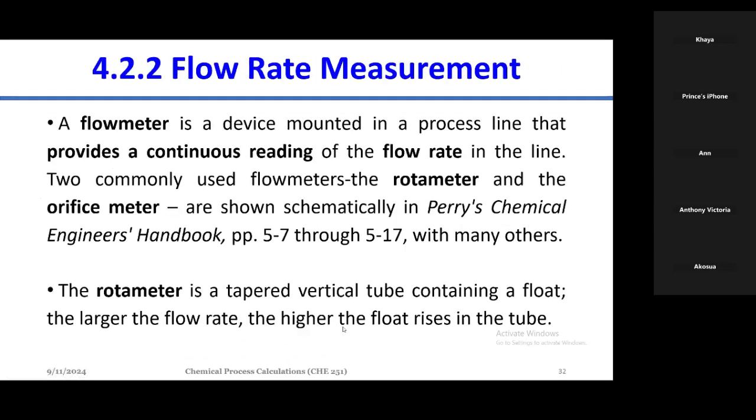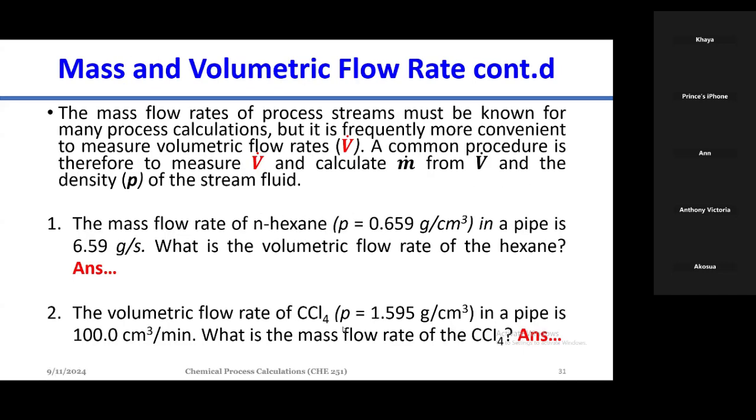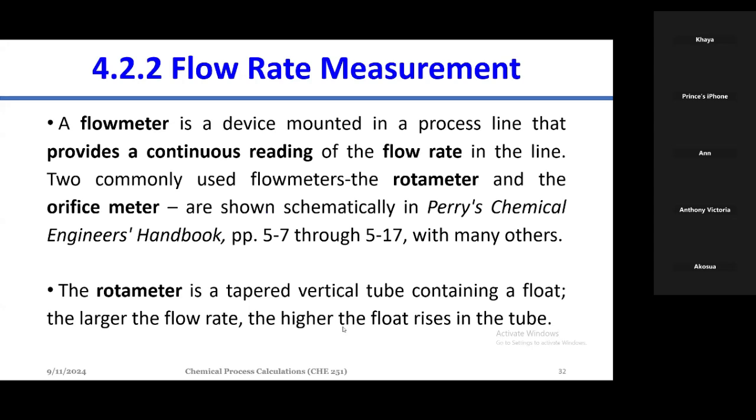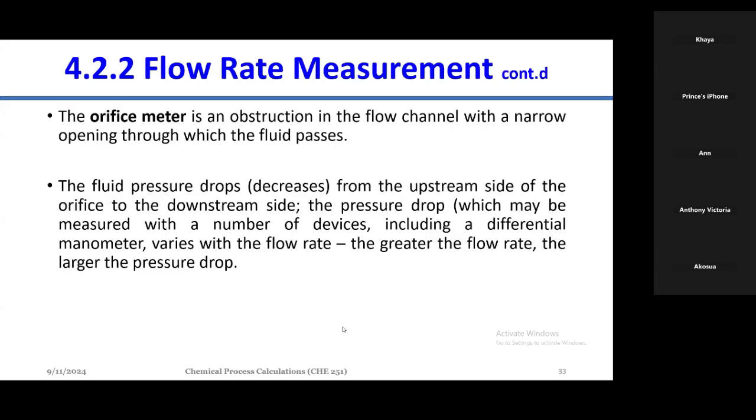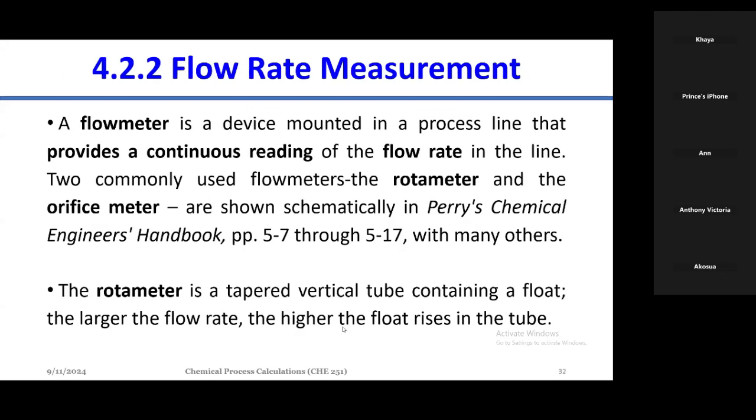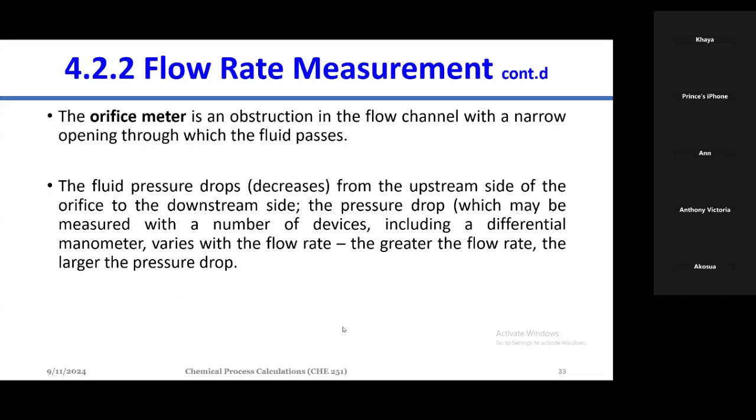Now in measuring the flow rate, you use instruments to measure them. You can't just be sitting down looking at it and trying to figure out how much mass flows per every second. So there are devices used to measure the flow rate. A typical example is the rotameter and also the orifice meter. So these are used for measuring flow rates. Orifice meter, rotameter, and other equipment also.